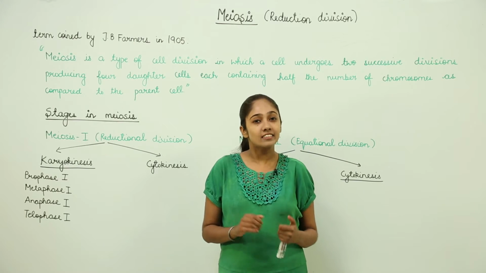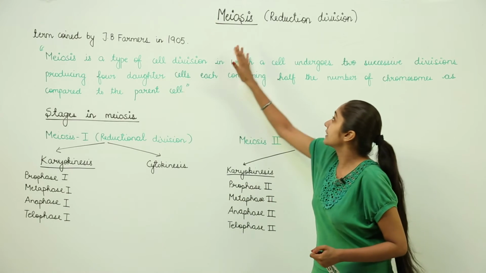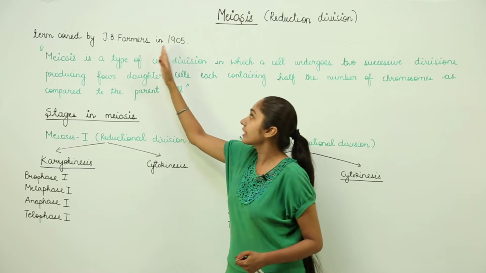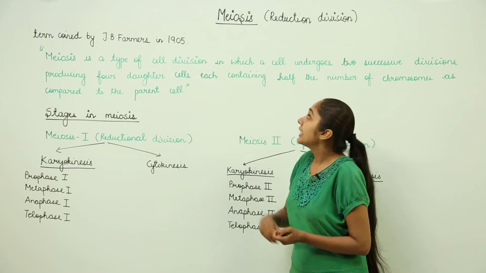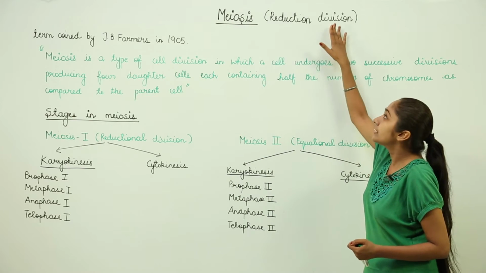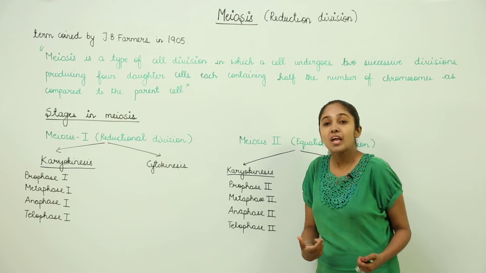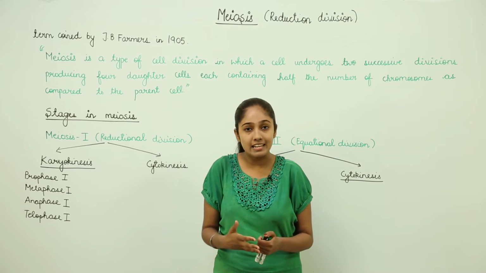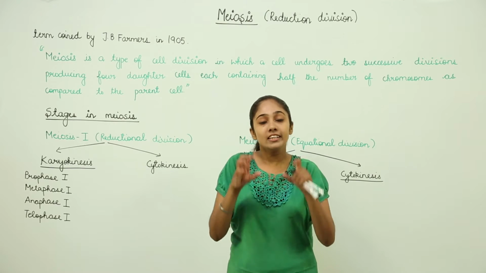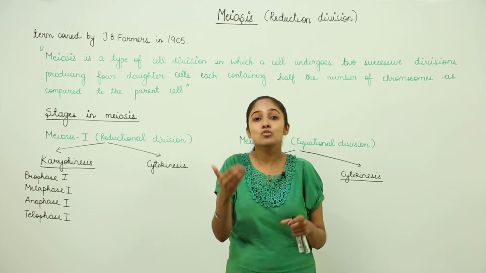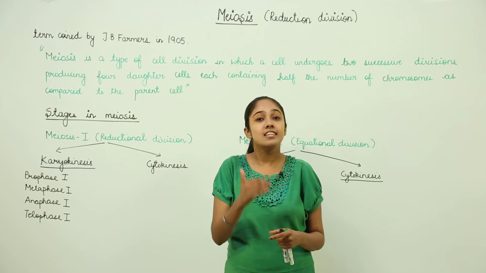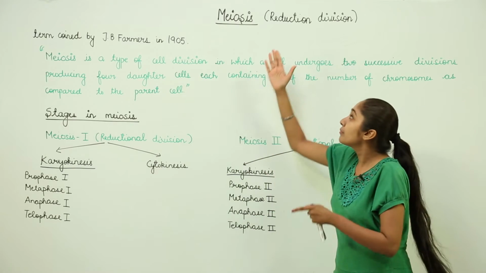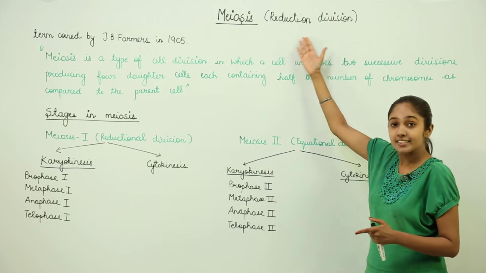Now let's discuss another type of cell division, that is meiosis, right? This term meiosis was coined by J.B. Farmer in 1905. Meiosis is actually a reduction division, you can say. Why do we call meiosis a reduction division? Because in the daughter cells that are formed, the chromosome number is reduced to half. Since reduction is taking place, we call meiosis the reductional division.